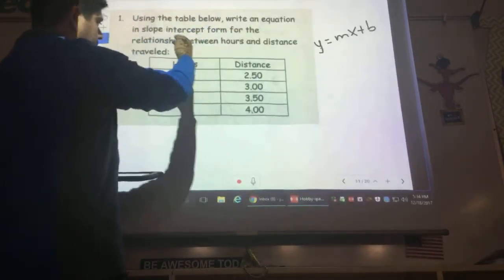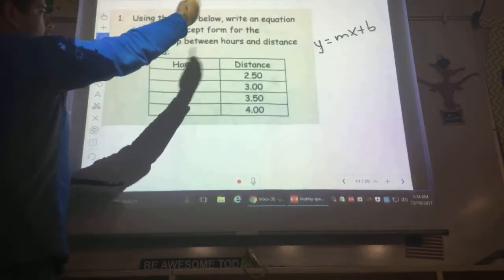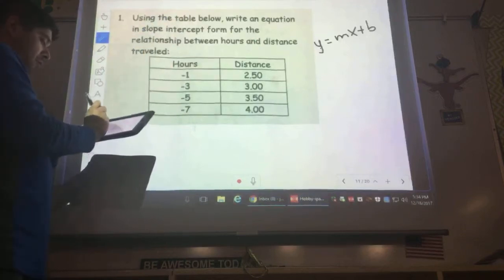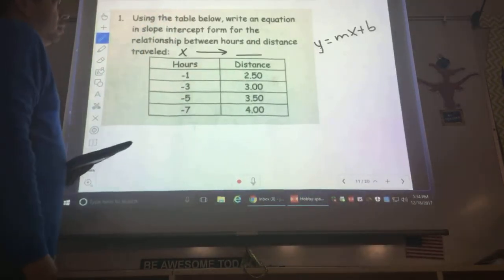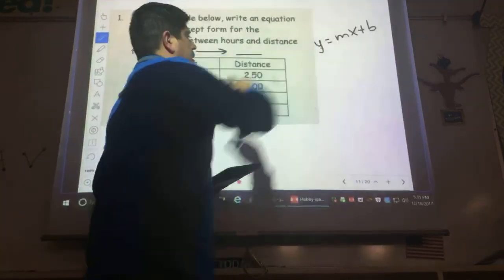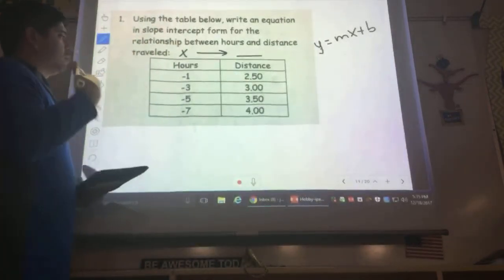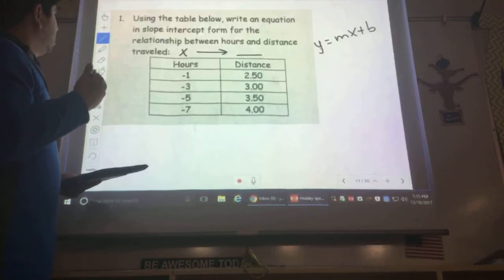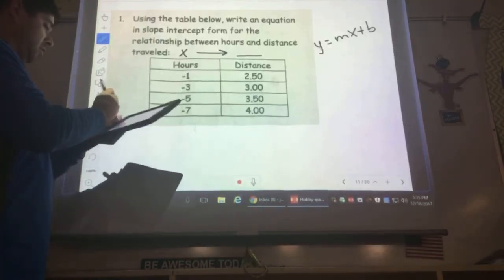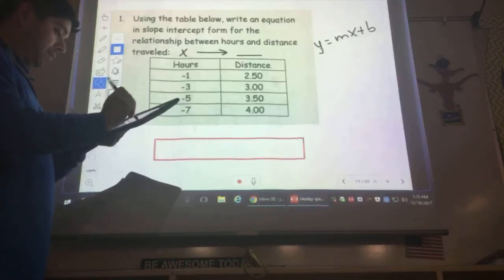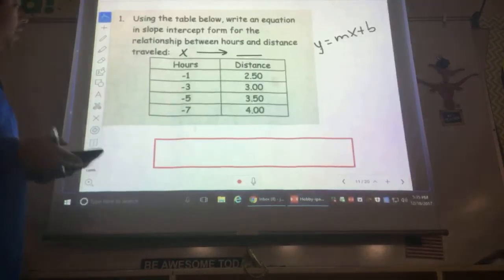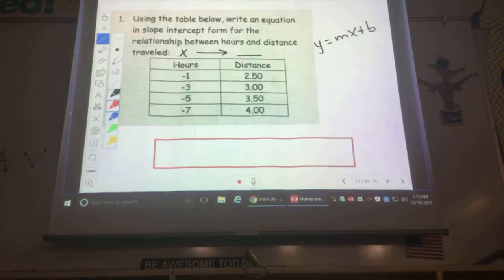Find a difference. Find where x is 0. That's going to give you your y-intercept. That's where that goes here. So that's all we're doing for this. Then write your answer in y-intercept form. That's what we got. Okay, that was number 1.